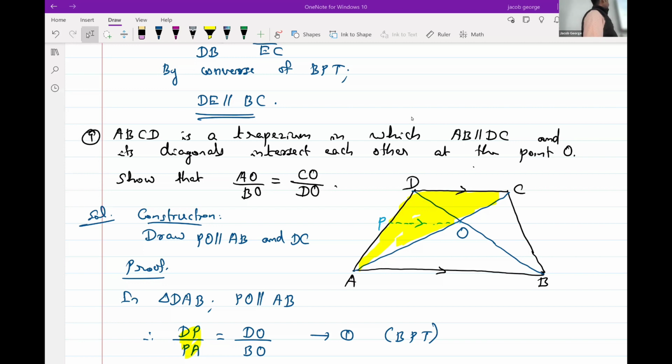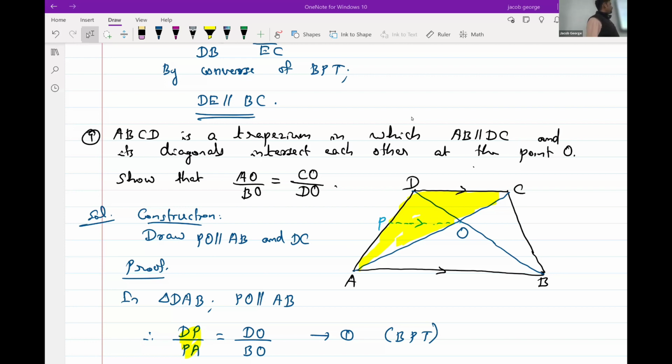Yes. Now this is the proof. All of you finished till here? Yes. First of all, we have to take the triangle DAB. Can you see the triangle DAB? We can easily apply BPT there. PO is parallel to AB. So how will you apply BPT? DP by PA is equal to DO by OB.